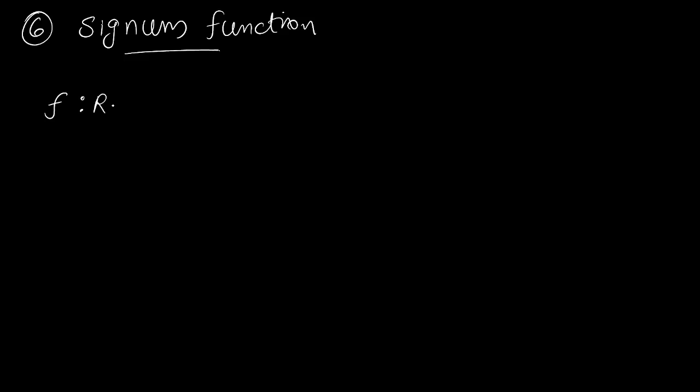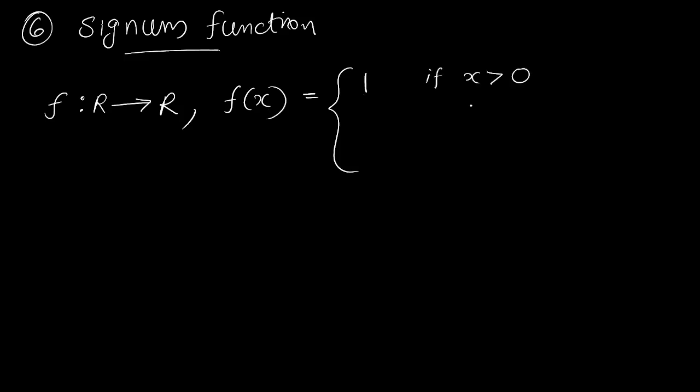The signum function definition is f from real numbers to real numbers. Can you see the screen? We can write f of x in two ways, but you have to understand only one method. f of x equal to 1 if x is a positive number, 0 if x equal to 0, and minus 1 if x is a negative number. This is the definition of the signum function.